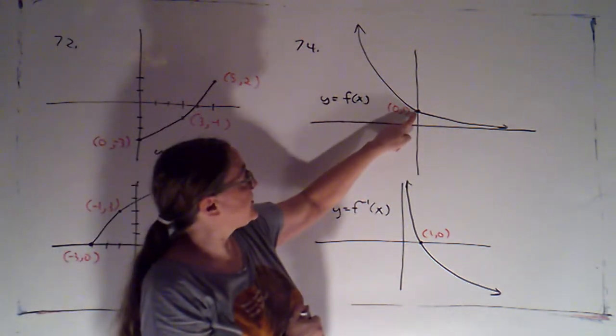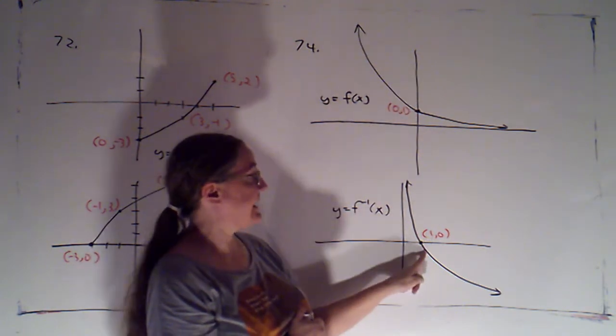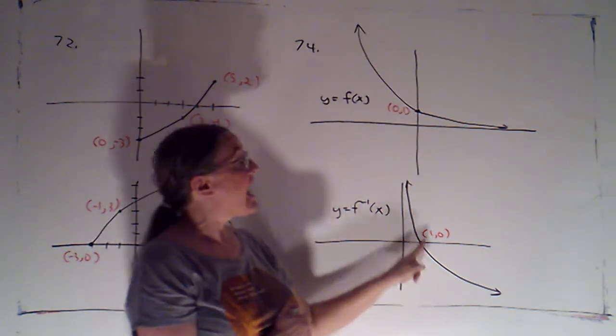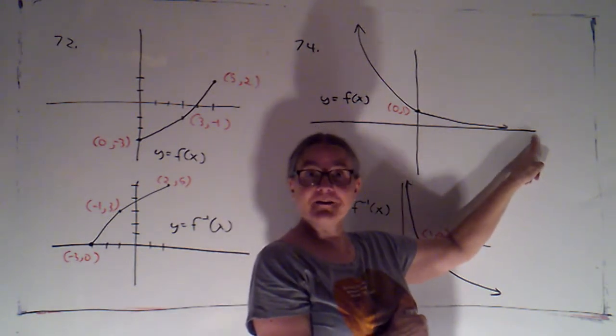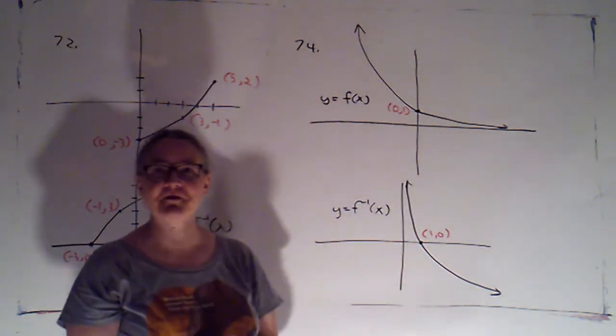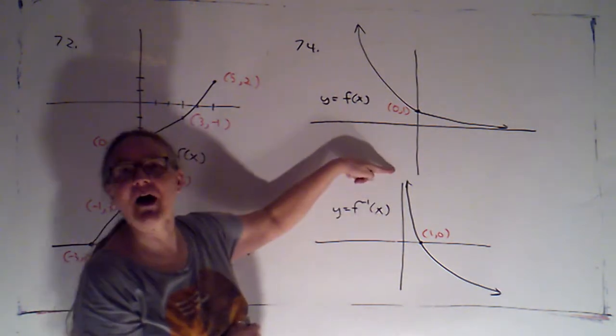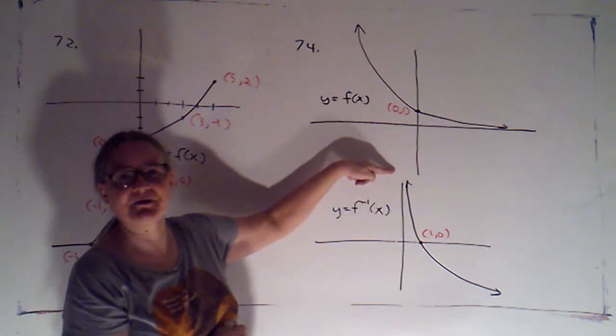The y-intercept (0, 1) became an x-intercept (1, 0). And you'll notice on this graph, the positive x-axis was a horizontal asymptote. Well, when I switch the roles of x and y, we get that the positive y-axis becomes a vertical asymptote.